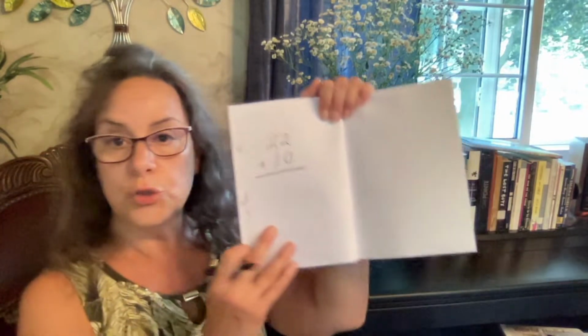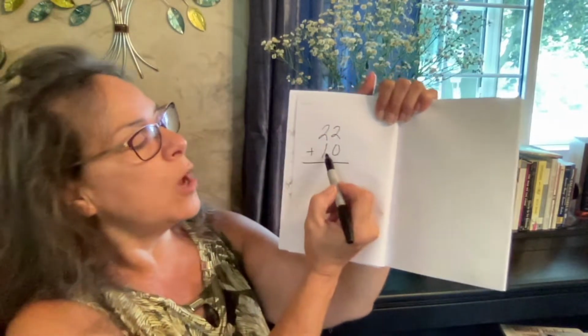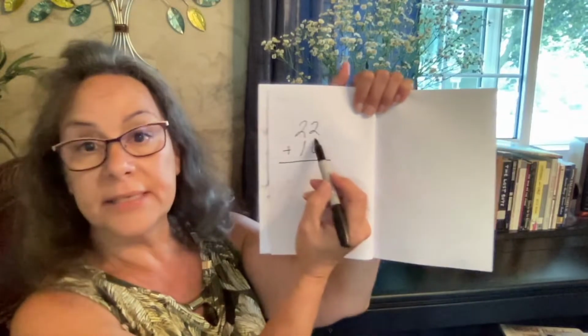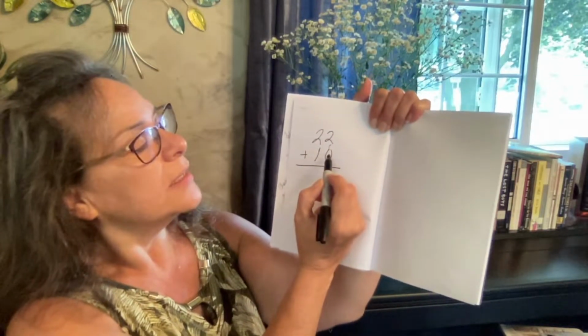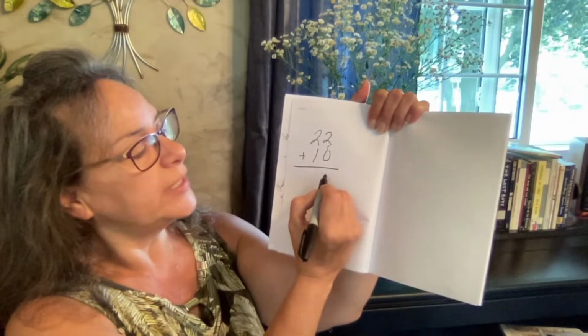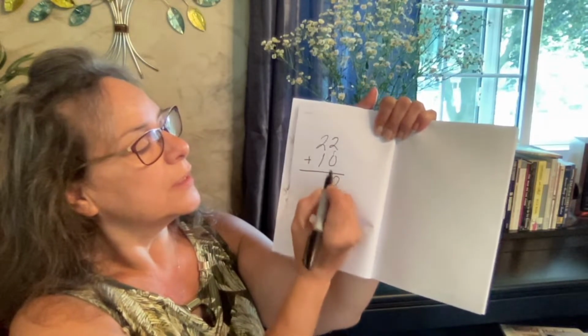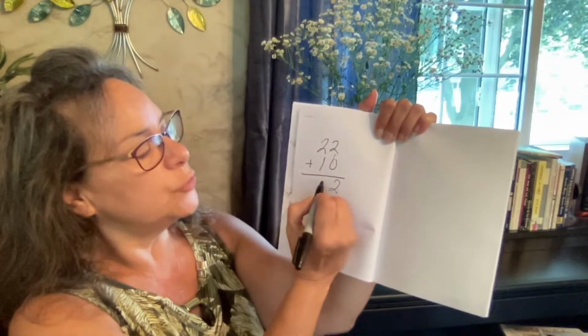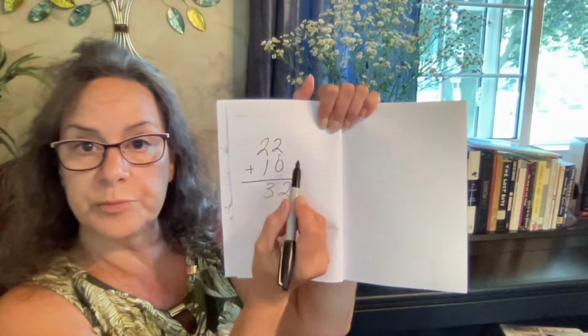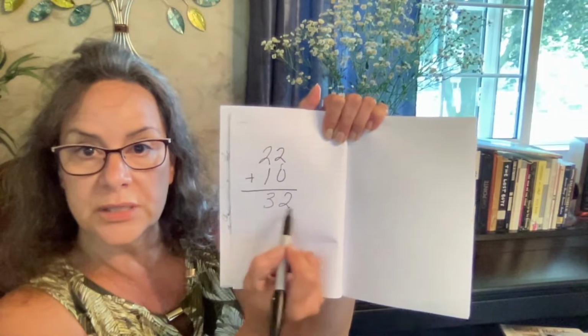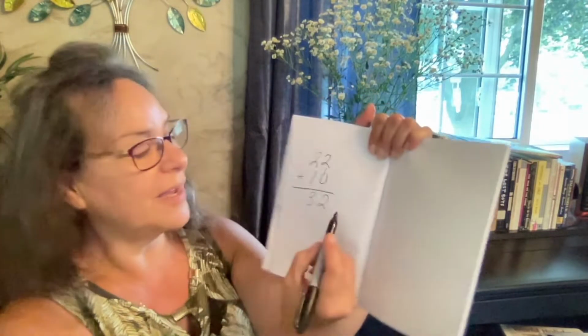When we've got double-digit numbers like 22 plus 10, what do we do? We put one underneath the other. It doesn't matter which order these go in. And we add 0 plus 2 equals 2. 1 plus 2 equals 3. So 22 plus 10 equals 32. Okay?